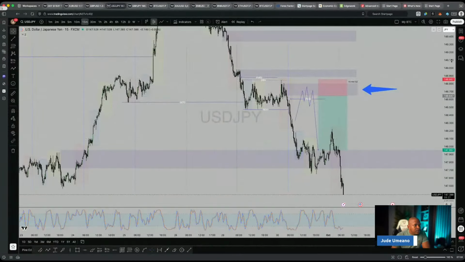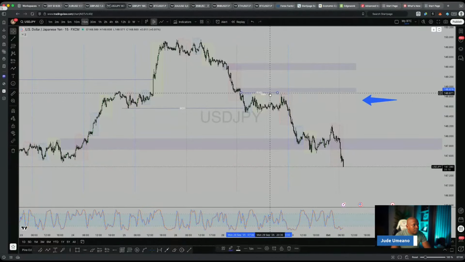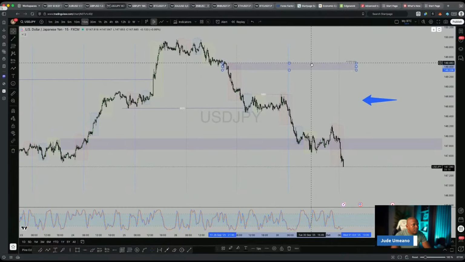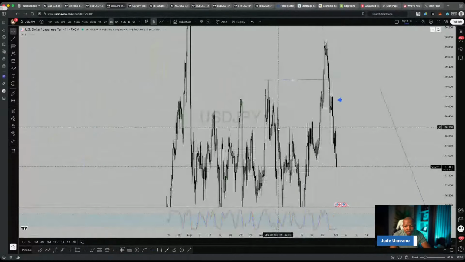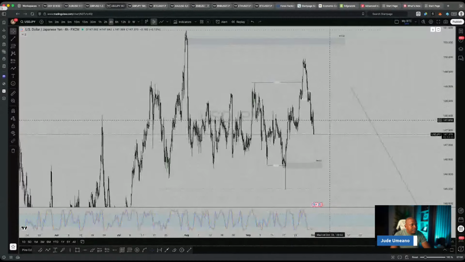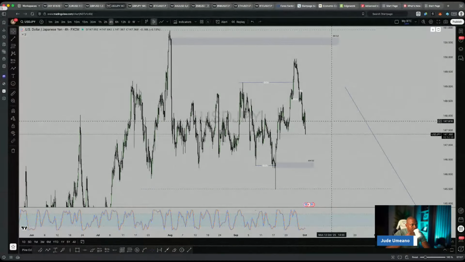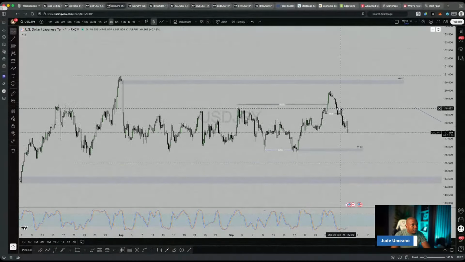So UJ, I'm still going to remove all this. Then we do the analysis again from the top, from the 4 hours. We go again. So this is USD JPY. What can we see from the 4 hours?